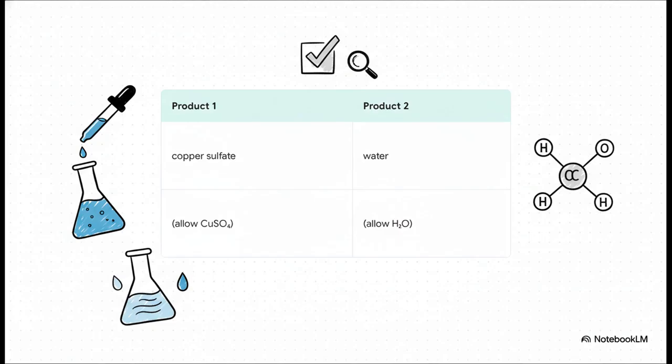And boom! Here are the answers, straight from the examiner's playbook. You get 1 mark for copper sulfate and another mark for water. Simple as that. But hey, check out that little note in the brackets. This is a great tip. The mark scheme says you can totally write the chemical formulas, CuSO4 and H2O, and still bag both marks. See? Being precise really pays off.